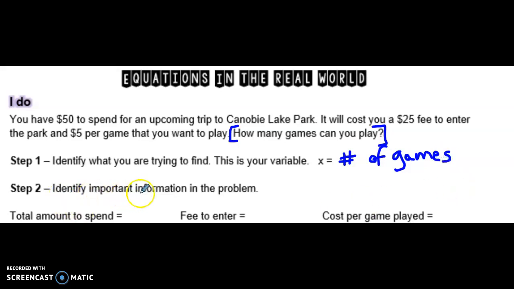Step 2, identify the important information in the problem. So what is important here? You have $50 to spend. Okay, so our total amount to spend is $50. It will cost you a $25 fee to enter. So just to get in the park, not even doing anything, it's going to cost us $25. And then $5 per game.